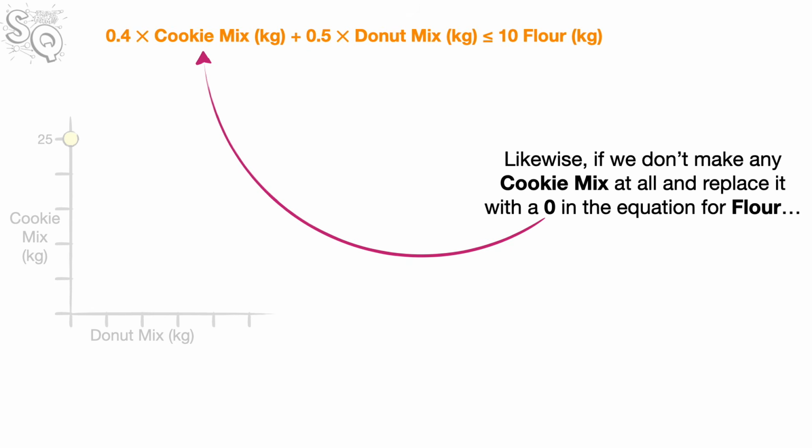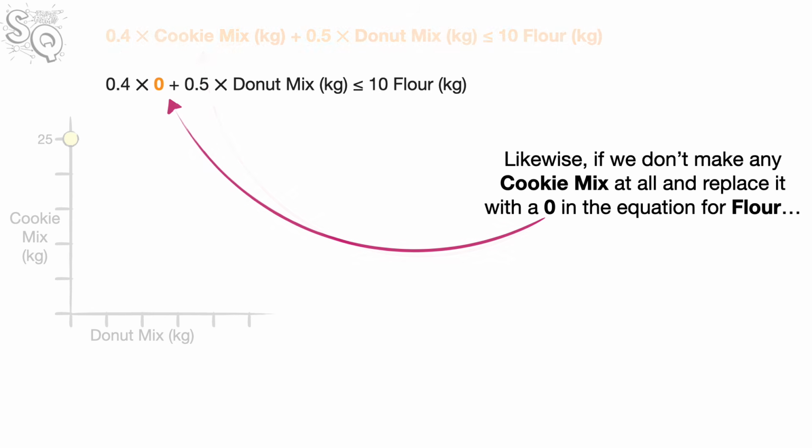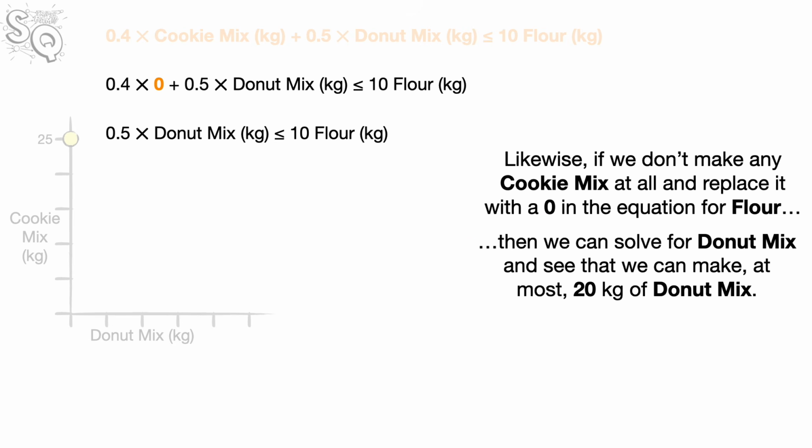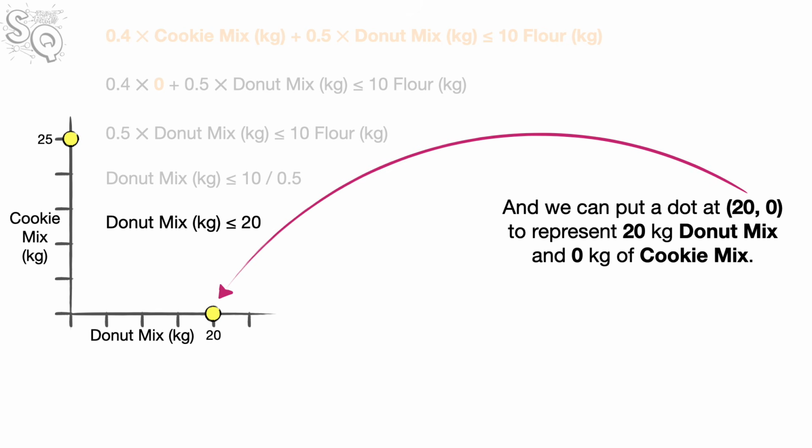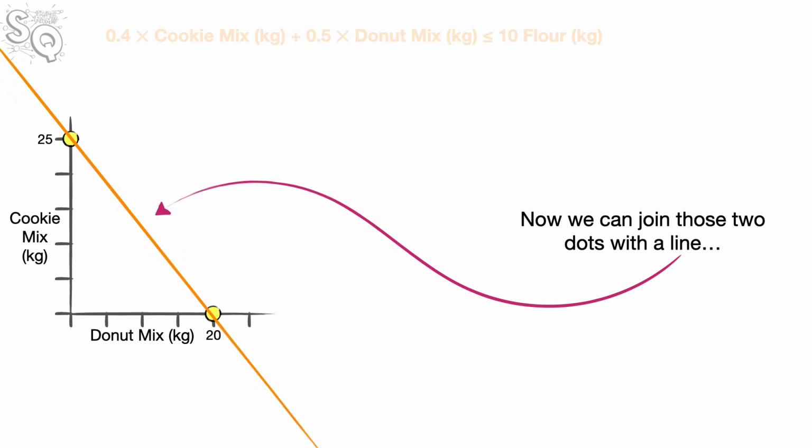Likewise, if we don't make any cookie mix at all and replace it with a 0 in the equation for flour, then we can solve for donut mix and see that we can make, at most, 20 kilograms of donut mix. And we can put a dot at 20,0 to represent 20 kilograms of donut mix and 0 kilograms of cookie mix. Now we can join those two dots with a line.